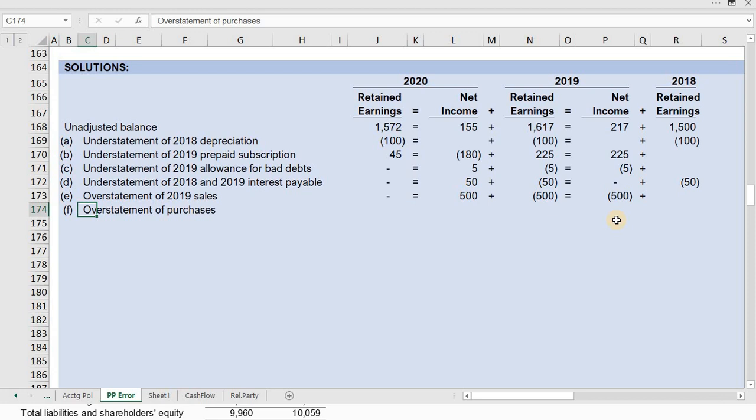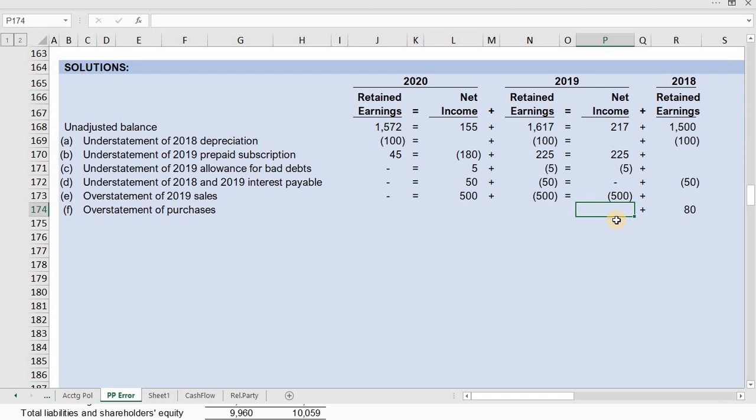80 pesos. So in order to correct the net income in 2018, we are going to correct the retained earnings at the end of 2018. So in order to correct the understatement of 2018 retained earnings, we need to add 80 pesos. And again, this is the cost of goods in transit by the end of 2018.